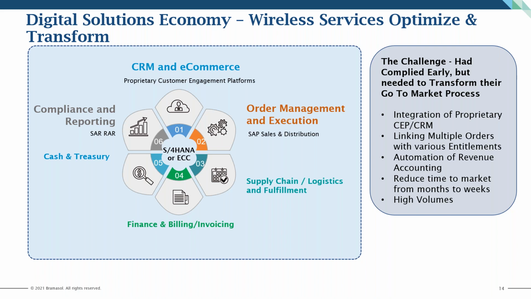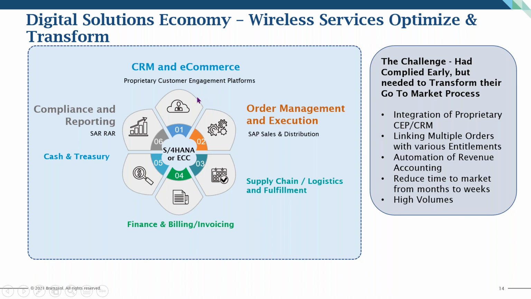So, excuse me, there's lots there. This wireless telco company is a great example of somebody who wanted to optimize and transform. The challenge they had early on, and they were an early adopter of SAP RAR, and they complied fairly early on, but they had a lot of complex processes, and they had what we call proprietary customer engagement platforms. Imagine how many different customers will have their own. Apple, of course, has its own platforms, but companies like Discover or many others will have their own proprietary engagement platforms where they help customers engage and order things, but they need to flow that through order management.